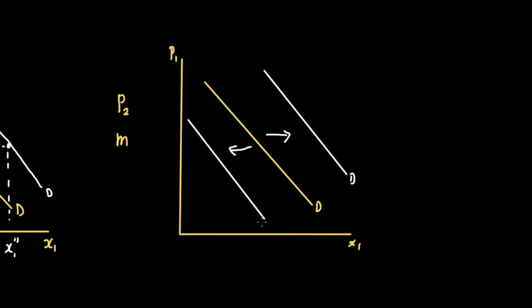And again, if the two goods are substitutes, a price increase of the other good shifts our demand curve to the right, which means that the goods are substitutes. However, when the price increase of the other good shifts our demand curve to the left, then they are considered complements.